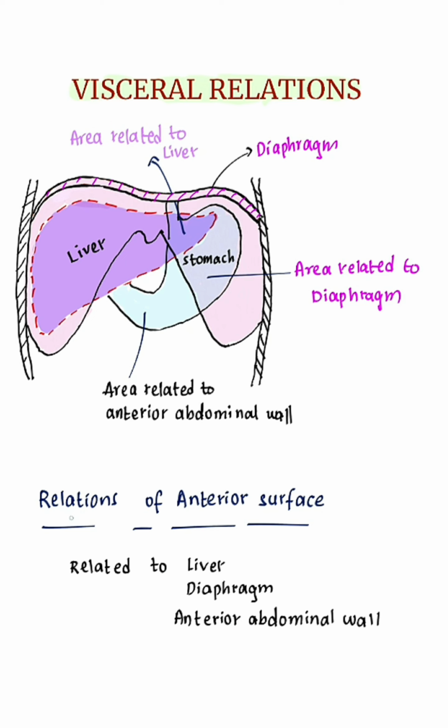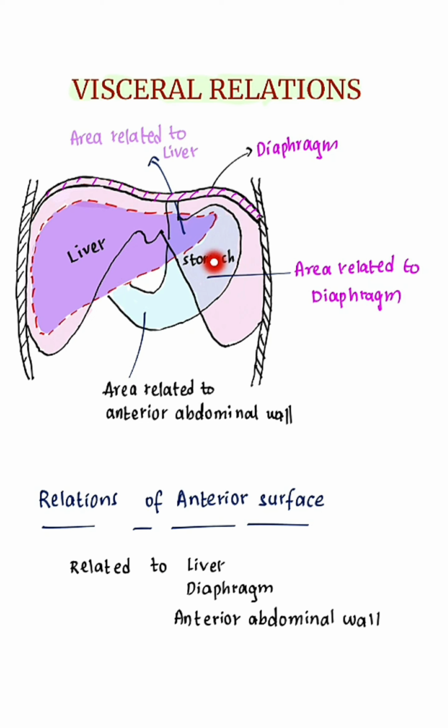Visceral relations. Relations of the anterior surface. The anterior surface of the stomach is related to the liver, diaphragm and anterior abdominal wall. On the right side, it is related to the gastric impression of the left lobe of the liver, and near the pylorus, it is related to the quadrate lobe of the liver.